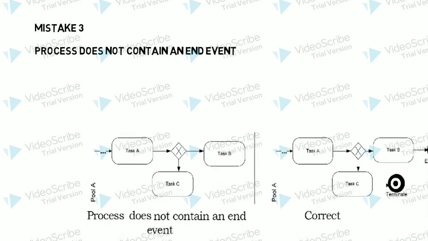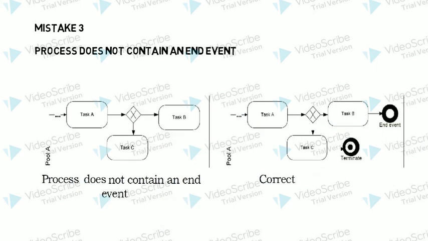Process does not contain end events. It is not clear when the process ends if the process does not contain an end event. For example, in figure 1, task B and task C are finished. Does the process end? The answer is probably, but not necessarily.